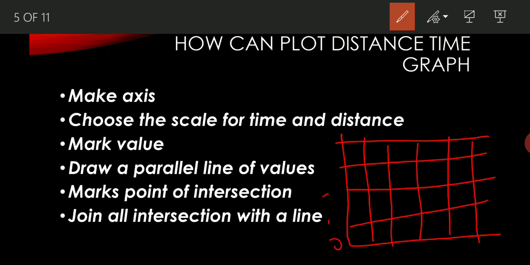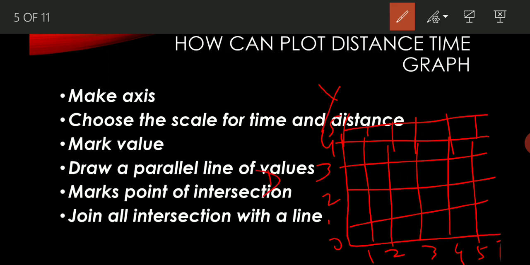0, 1, 2, 3, 4 and 5. 1, 2, 3, 4, 5. As you know, this is time and this is distance, this is the y axis, and this is the x axis.